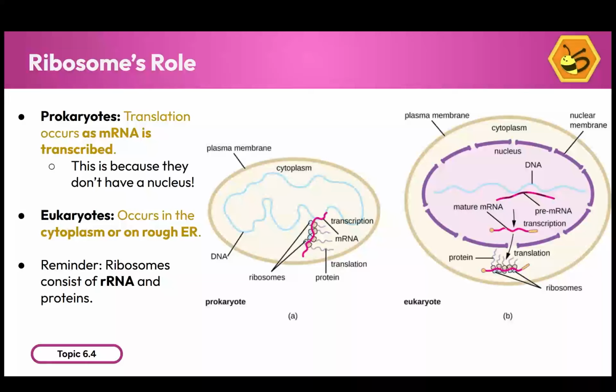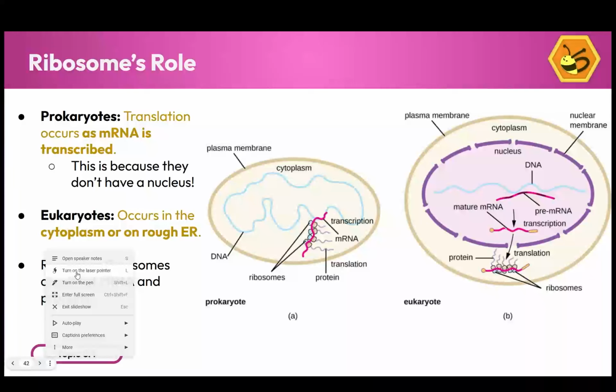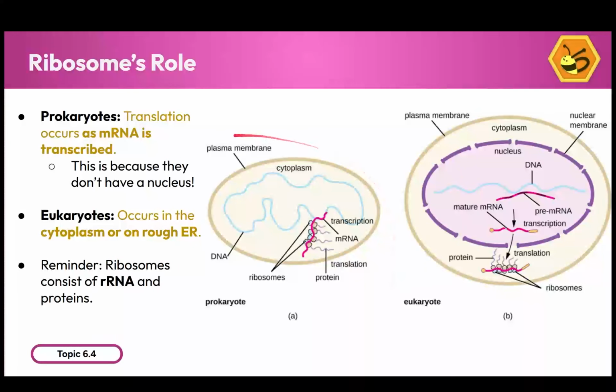So here's what I mean by that. This is the prokaryotic cell. And remember, eukaryotes have a nucleus. Prokaryotes do not have a nucleus. And so because prokaryotes do not have a nucleus, transcription, which is the process by which a DNA molecule is used to form an mRNA molecule, occurs during the same time as translation.